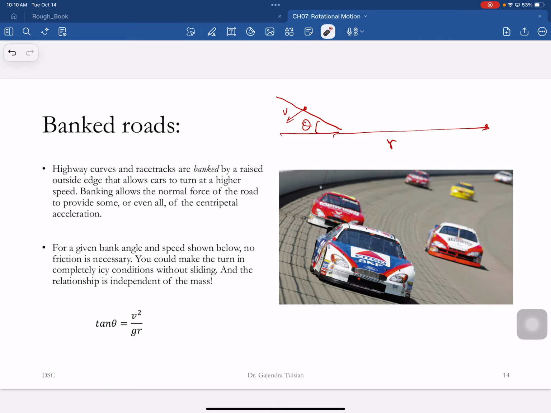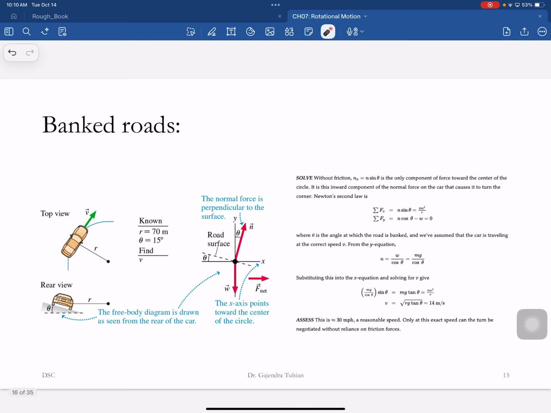All right, so let's see how that thing works. Here's the banked road. Here's a top view. Here's the exit. You're going in a circle. To go in a circle, what is it that you need? You need a centripetal force in this direction. Let's see where the centripetal force is coming from. What we want to do is not use any friction, because we want to be able to come out of the exit even in the most icy conditions.